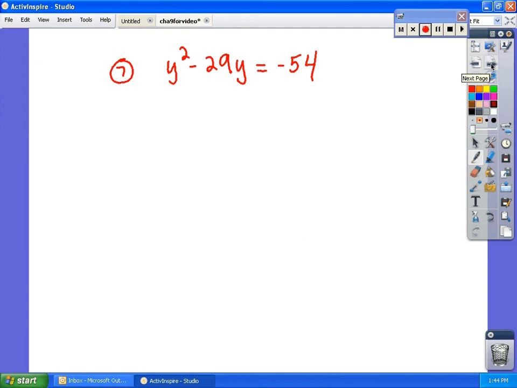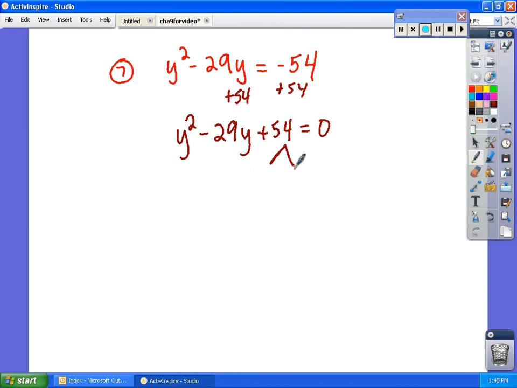Okay, number 7. First thing, you notice you have a quadratic. This one doesn't equal 0, so I have to add 54 to both sides in order to get it on the other side. And I get y squared minus 29y plus 54 equals 0. I notice I have one of those special trinomials, so I could just find the factors of 54.